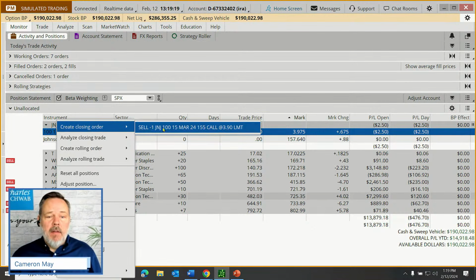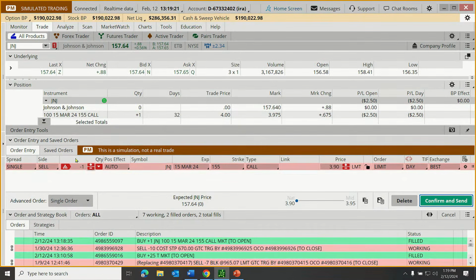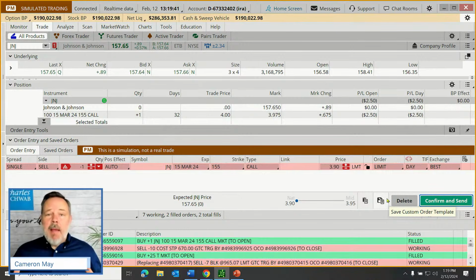And let's sell that call. That takes us right back to our trade tab. It has the correct quantity, the correct expiration, the correct strike price, the correct side. We can choose limit or market order from here and confirm and send that order. So guys, in just 20 minutes, that really is how a first-time user of Thinkorswim can get right in and start getting some practice with no risk.